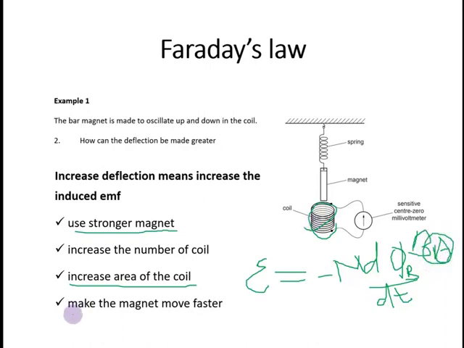Then the last one I would like to talk to you about is to cause the change to happen within a very short time. In other words, let the oscillation happen very fast. So if the oscillation happens very fast, then the change in magnetic field is going to be within a short time period. If it is fast, then the denominator will be small, causing the whole quotient to be large. In other words, there will be a large EMF induced. So these four ways are the means by which we can make the induced EMF greater.